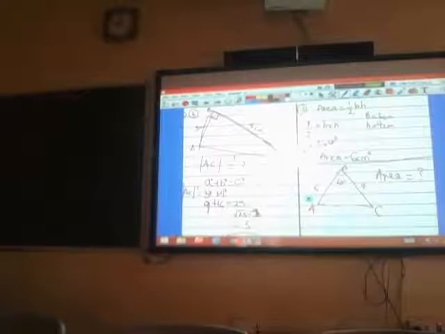Is there anyone that's still writing the solution on the left hand side? Nobody, so you can read the left hand side. As fast as possible.